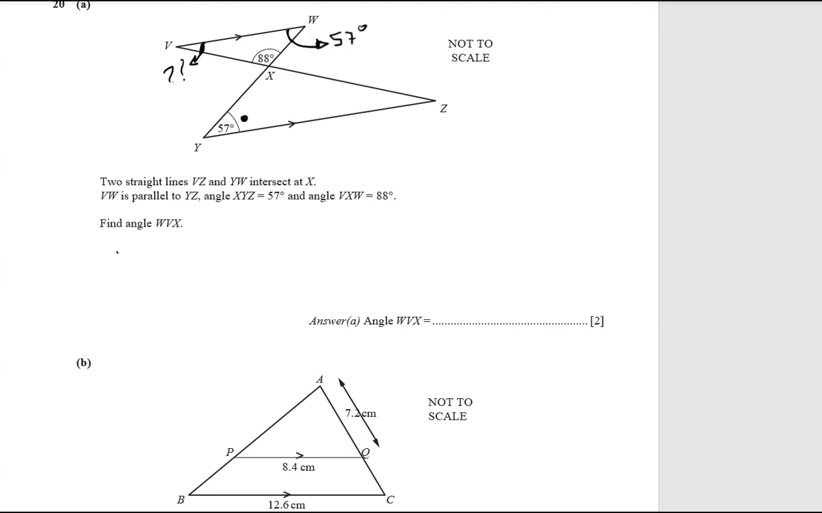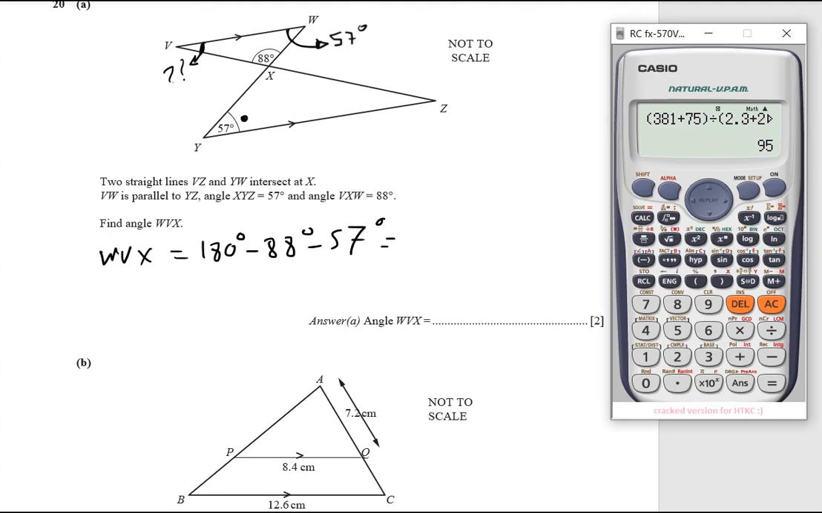So the angle he wants, WVX, is equal to, the triangle here is closed, so 180 minus 88 minus 57. All of them are degrees. So bring your calculator. 180 minus 88 minus 57 will equal 35. So the answer is equal to 35 degrees.